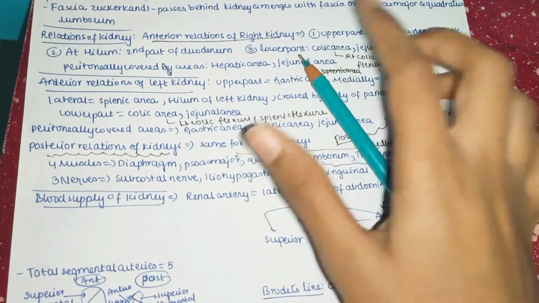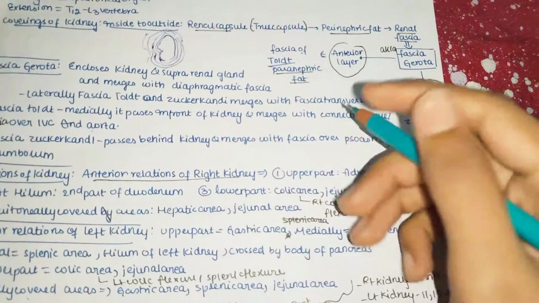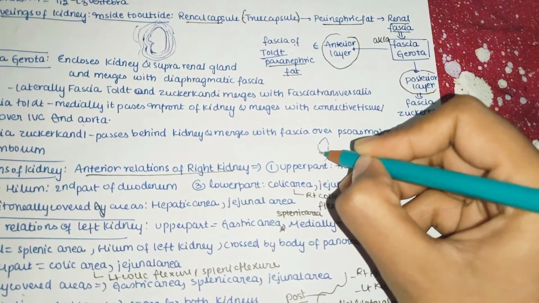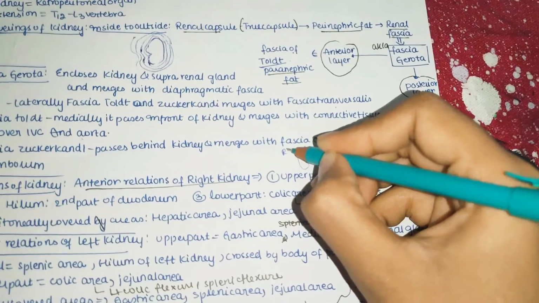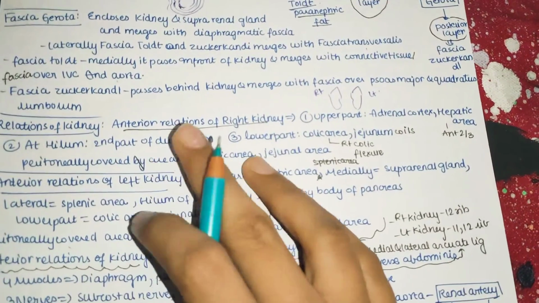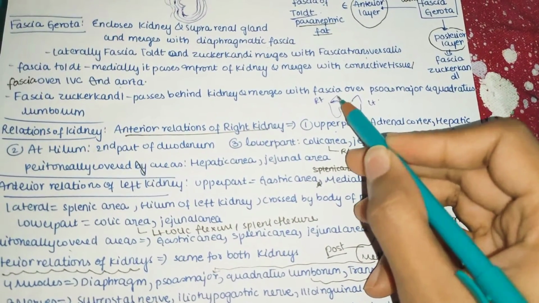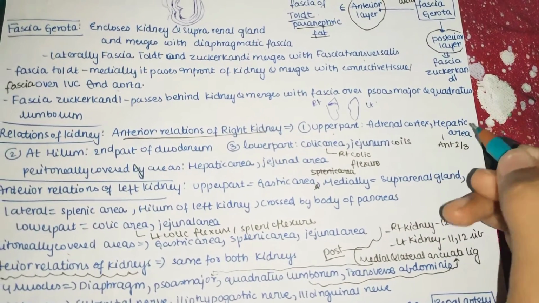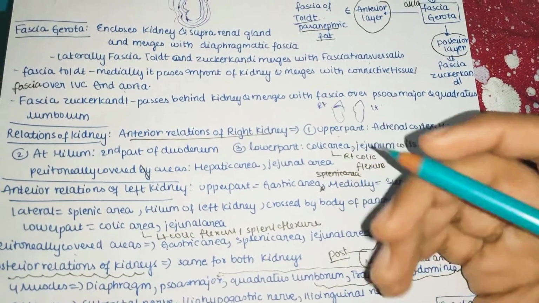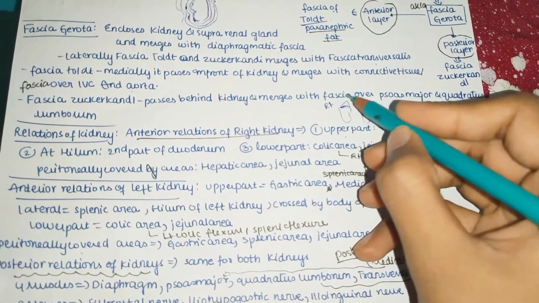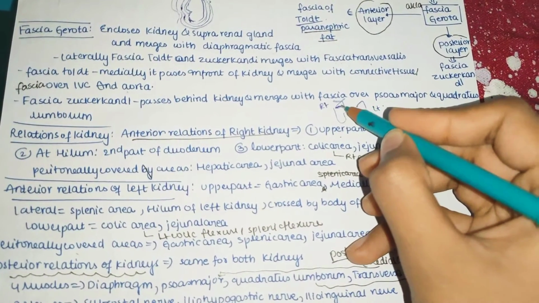The anterior relation of the right kidney, especially the upper part, so let us draw a diagram to understand this. Okay, so this is the right side and this is the left side. Anterior relations of the right kidney: the upper part is related to the adrenal gland, that is nothing but the suprarenal gland, and also to the hepatic area, especially its anterior two-third. Why hepatic area? You can clearly understand, on the right side you have the liver upon it, so it is related to the hepatic and suprarenal area.